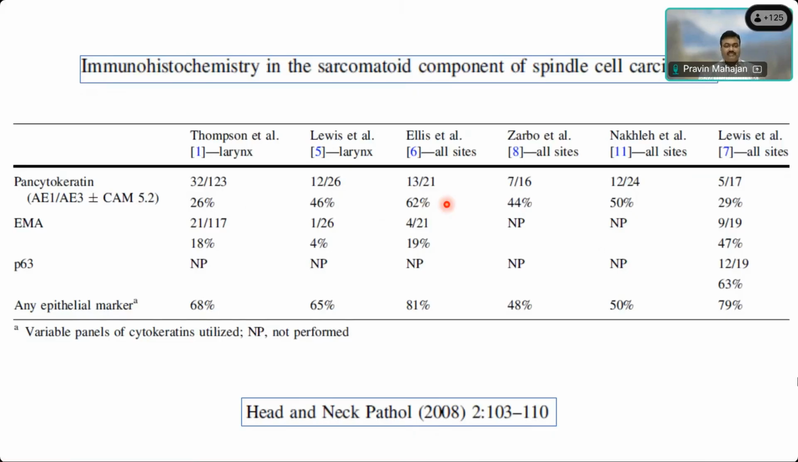So it's really less. That's why you have to combine with EMA, whereby you start to increase the sensitivity of your panel. And if you also add P63, that will increase your sensitivity too. So it's not the case that all tumors will express cytokeratin. They will not, so you have to have everything in combination.